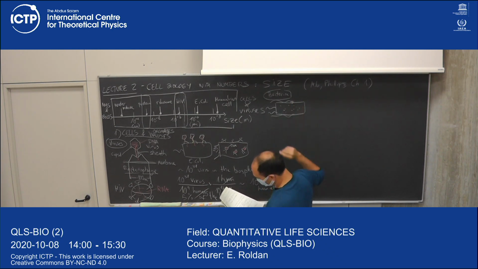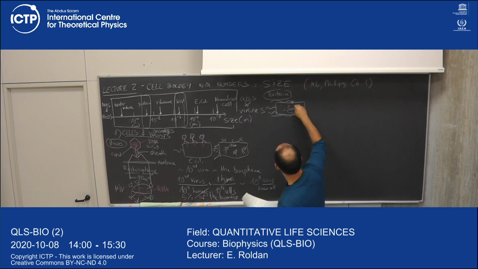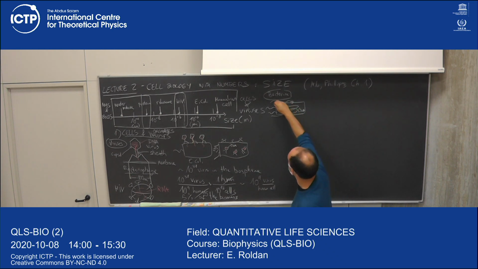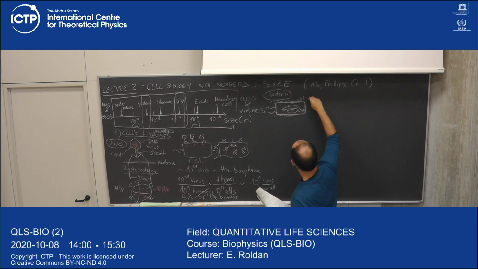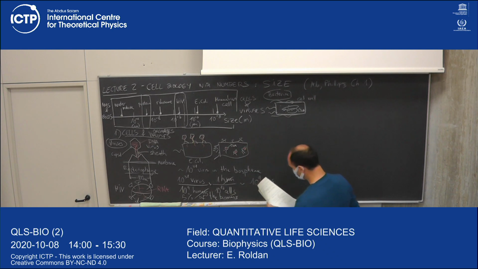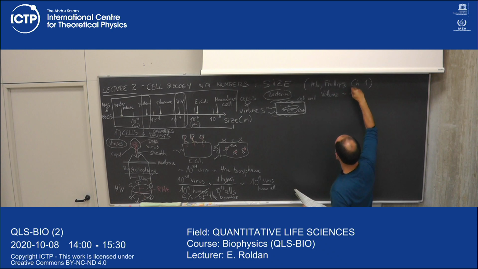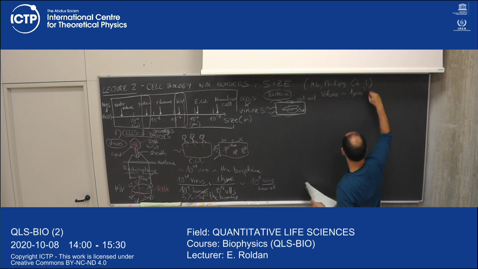These are the proteins, the ribosome, etc. This is the DNA. And as I said, this is the cell wall. There is a membrane here. And as I said, the typical size is a micron. So the volume is around 1 micron cubed. Remember, this is 1 femtoliter.